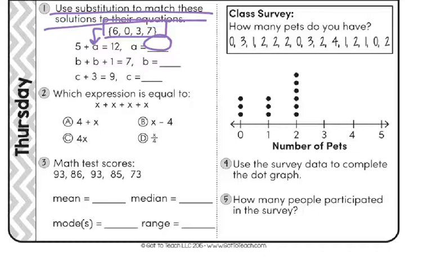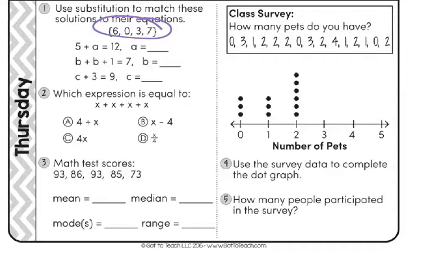So if I substitute 6 in there, I would have 5 plus 6 equals 12. That is not correct. So 6 could not equal A. You will only use 3 of these numbers. There's one extra there. Problem 2 on Thursday.